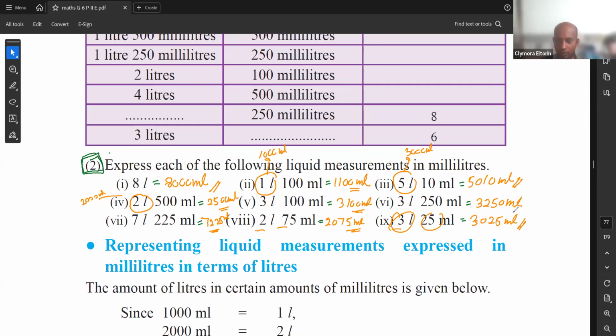If the answers are correct, put a correct mark. If it's wrong, put a wrong mark and then write the correct answer there. If there are any doubts regarding this explanation, you can ask. If you don't understand, you can send a text message or leave a comment, and I'll explain it again for you. Then let's skip to the next part.